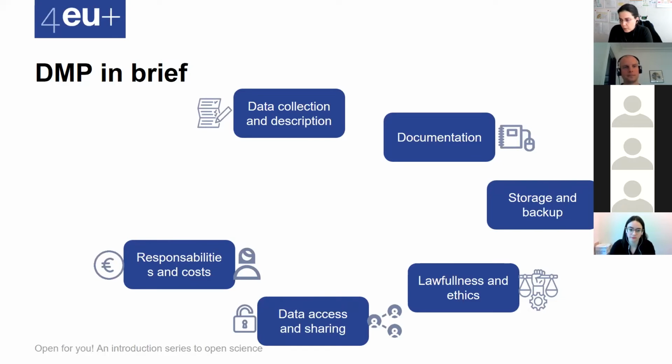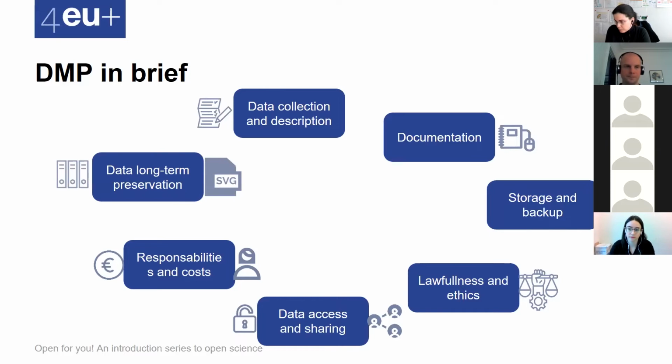We have then another part, responsibilities and costs. This part will specify who in the team is responsible for managing the data and who writes the DMP. When working in a team, it allows you to correctly assign the roles of each person. The data management budget should also be detailed here. How is data management and sharing funded, especially over the long term? And the last part is about long-term data preservation. It's about what the long-term archiving and preservation plan is.